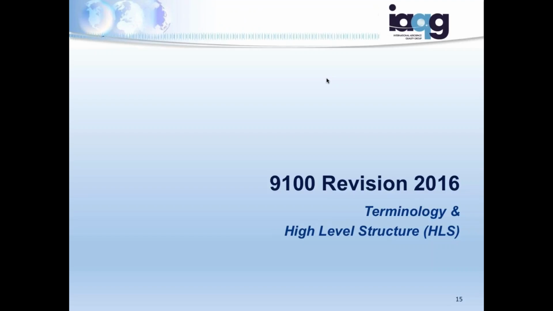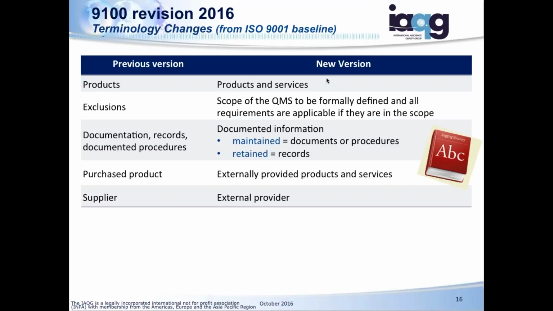So let's talk a little bit about terminology and high-level structure. As I mentioned, before we talked products, now the new standard talks products and services. Before, there was talk about exclusions. Here's the negative of, here's what's excluded from my system. Now it talks about what's applicable. Now that doesn't necessarily mean that you have to go through the early part of the standard and say, yep, all these clauses are applicable. No, you can still say, yeah, all the clauses are applicable with the exception of these, okay?